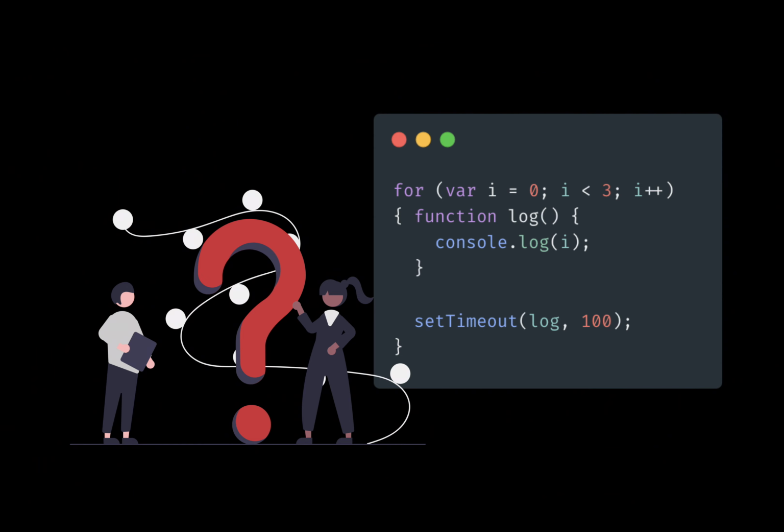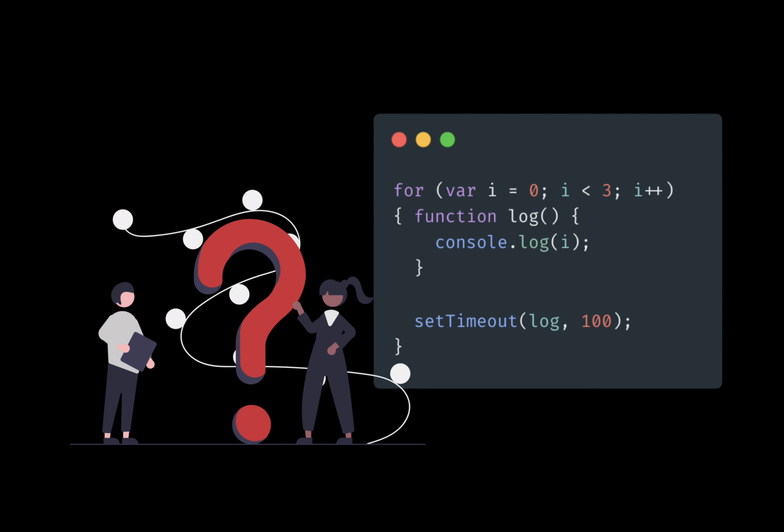This is not a pure function because it depends on a variable outside of its scope, therefore creating a closure. Then from there we set up a timeout that passes the log function as a callback. This queues up a task to execute the log function after 100 milliseconds. So what do you think the output of this code will be?